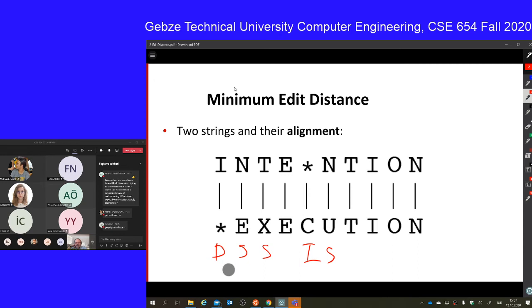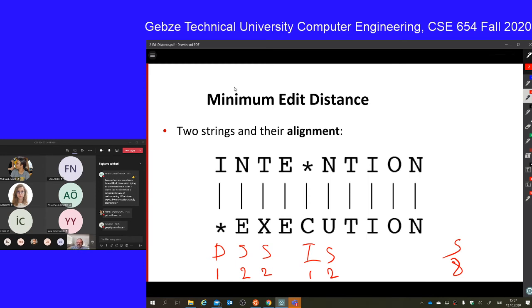So one insertion, one deletion, and three substitutions. If the cost of all of them is the same, it's going to be a cost of five. But you might say that a substitution takes two keystrokes, delete one and insert another one. So if the substitutions cost two, if you add them together, it makes eight.